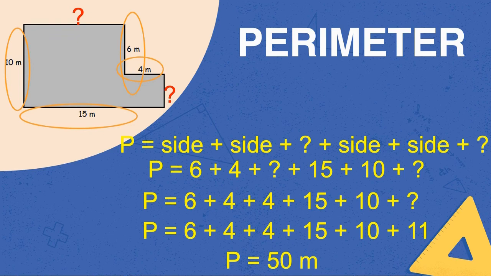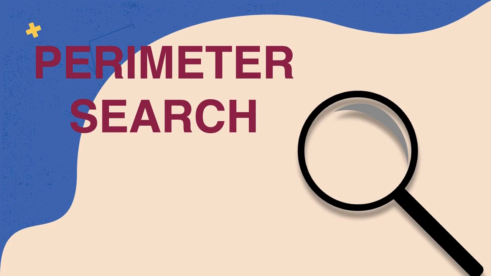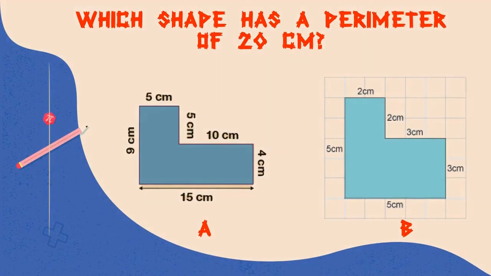Do you think that you're ready to go on a perimeter search? I think you are. Let's see if you can identify the perimeter of these shapes. Which shape has a perimeter of 20 centimeters? Look at the shapes very carefully. Remember, when we find the perimeter, we're adding up all of the sides. Is it shape A or shape B? If you said shape B, you are correct.